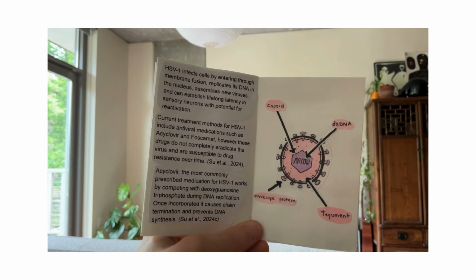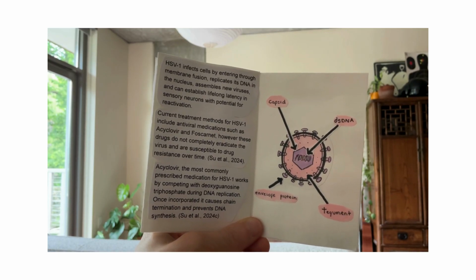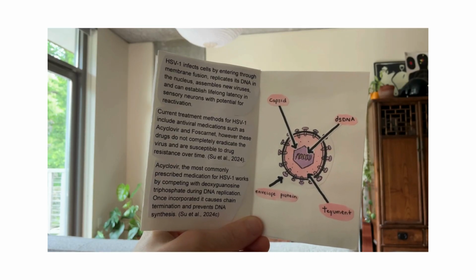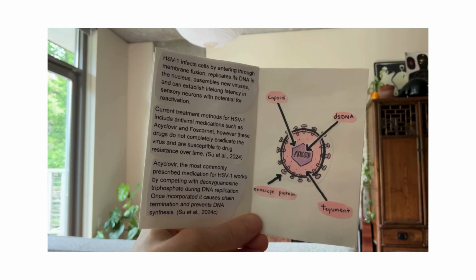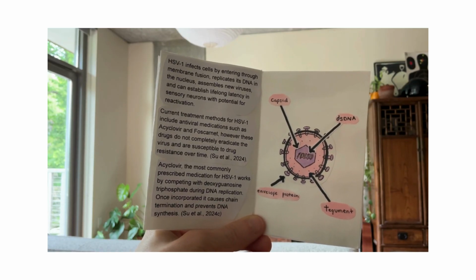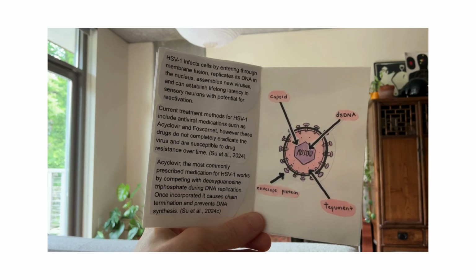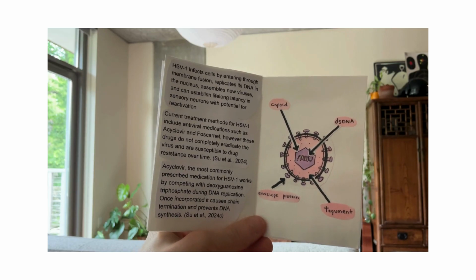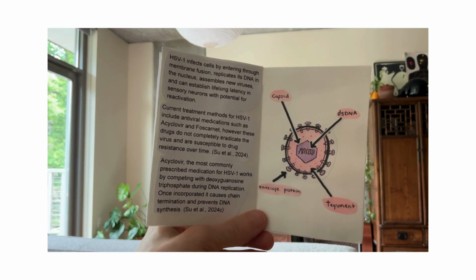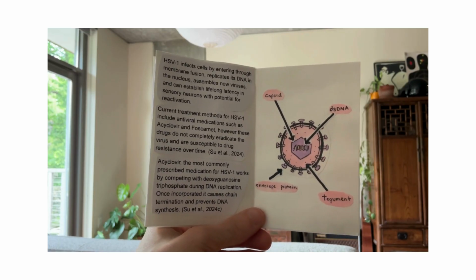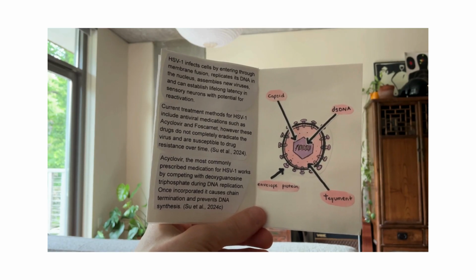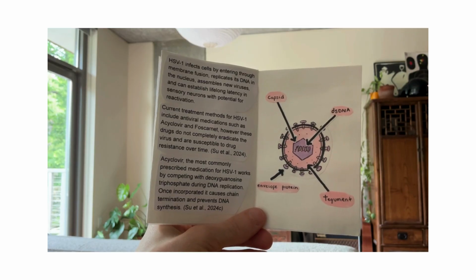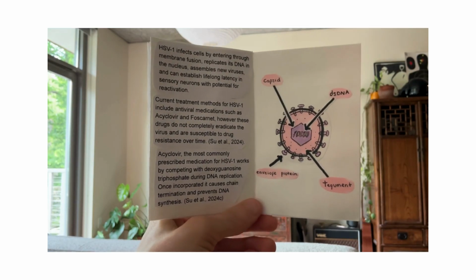Current treatment methods for HSV-1 include antiviral medications, such as acyclovir and foscarnet. However, these drugs do not completely eradicate the virus and are susceptible to drug resistance over time. There is currently no medication or vaccine to prevent or cure HSV-1. Acyclovir, the most commonly prescribed medication for HSV-1, works by preventing DNA synthesis.